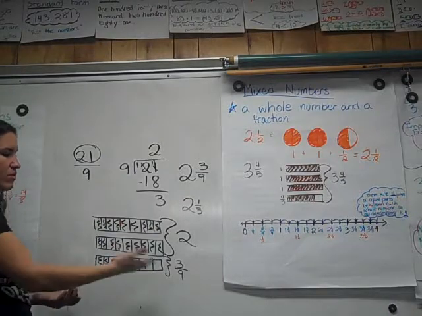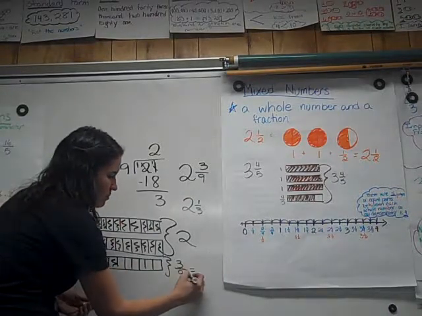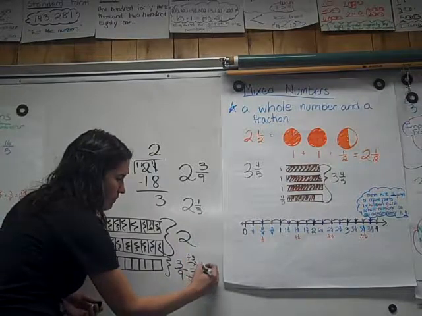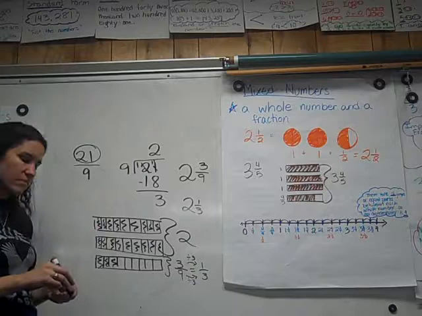Okay? And then you could simplify this as well if you divided both by 3, because 3 is your common factor. You would have 1/3. Okay?